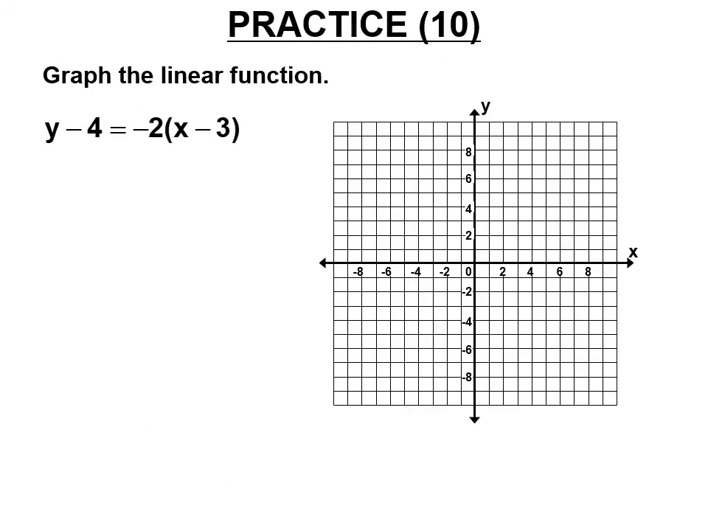All right, graph the linear function. So we know the slope is -2. We know this point is 3, 4 is on there. And so we know the slope is -2. So down 2 over 1, down 2 over 1, down 2 over 1. And so I could graph it that way.